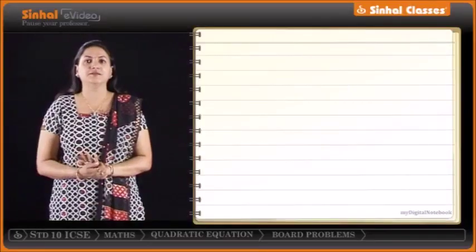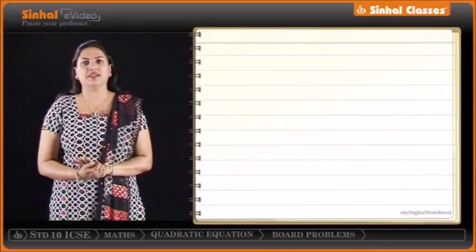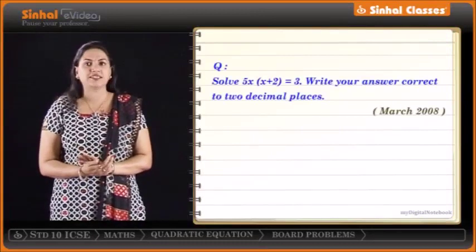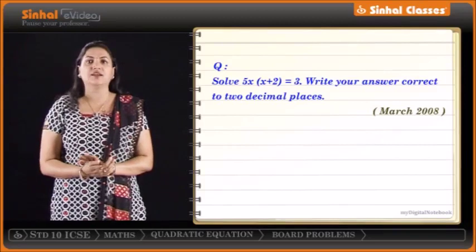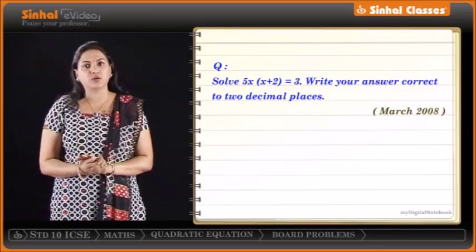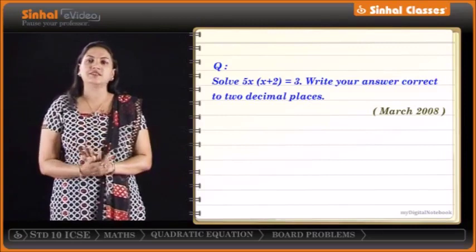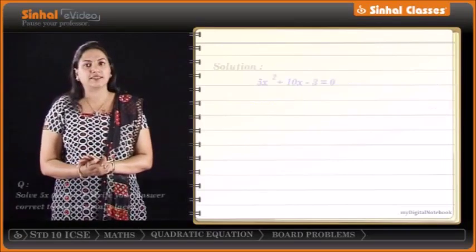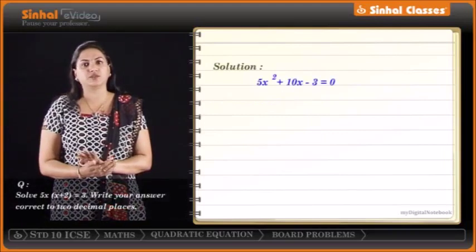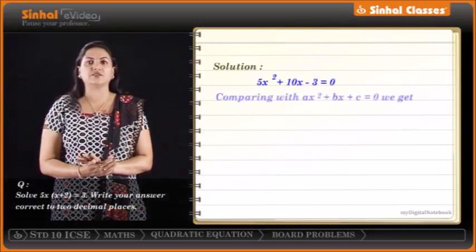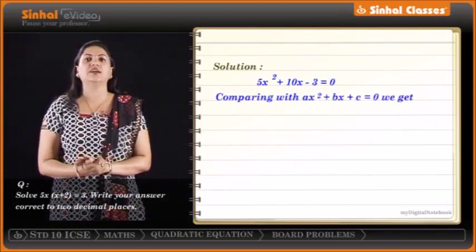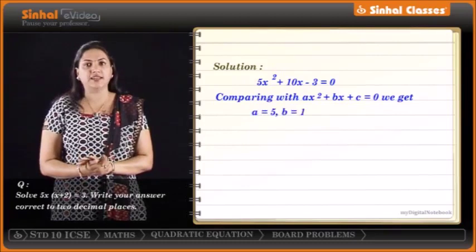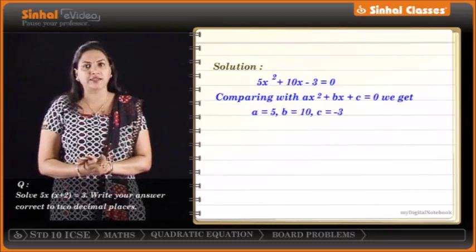Now to the next problem. This is March 2008 board question. Solve 5x into x plus 2 equal to 3. Write your answer correct to two decimal places. We first simplify the given equation as 5x square plus 10x minus 3 is equal to 0. Now we compare this with the standard quadratic equation to get a is equal to 5, b is equal to 10 and c is equal to minus 3.